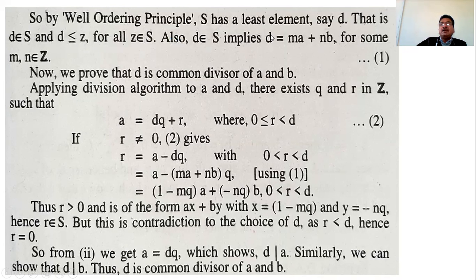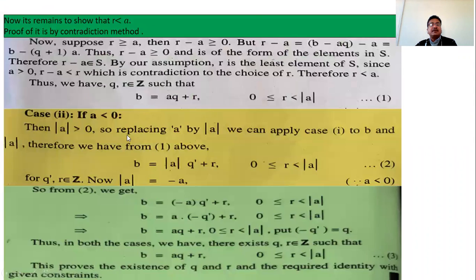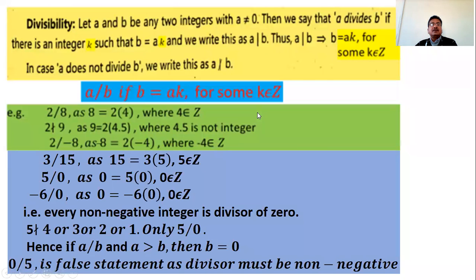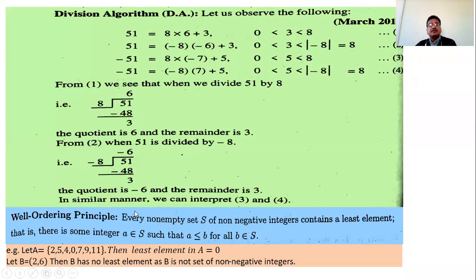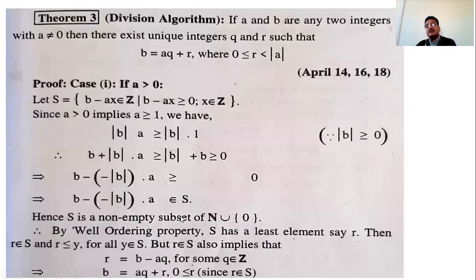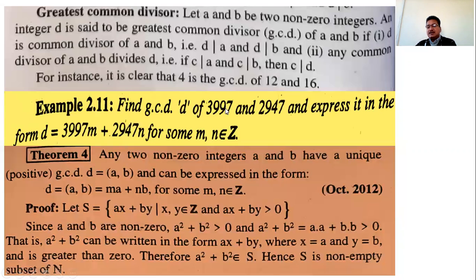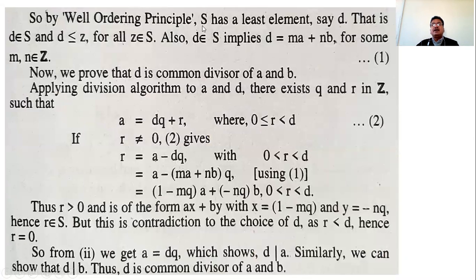And why does this least element exist? Because of the well ordering principle. What is the well ordering principle? Every non-empty subset S of non-negative integers, meaning the set of natural numbers, contains a least element. So by using this well ordering principle, as S is a non-empty subset of N, S has a least element, and let it be d.